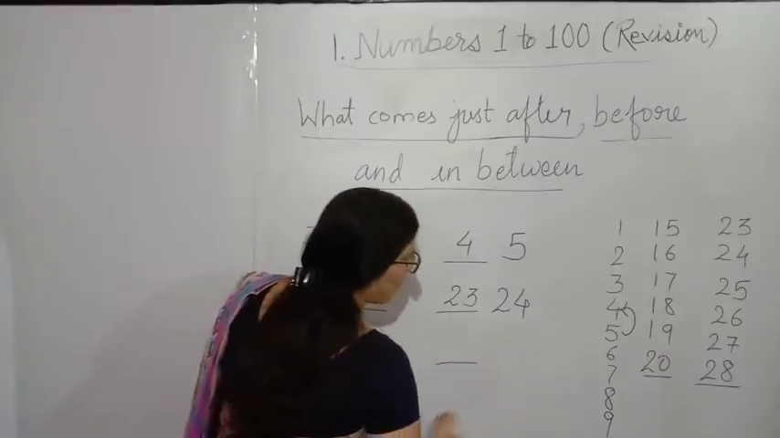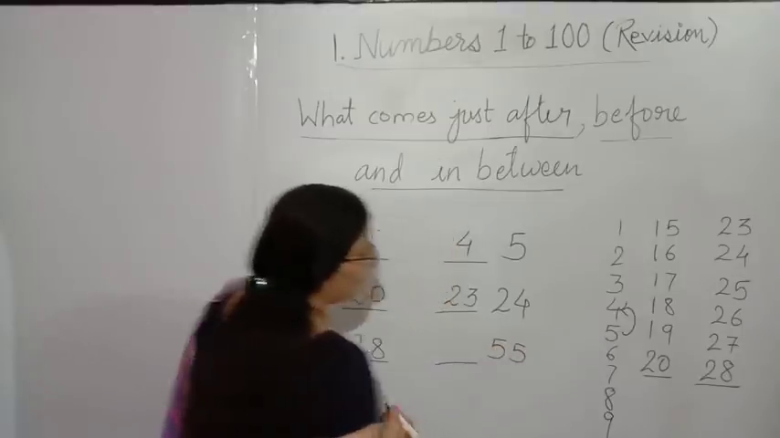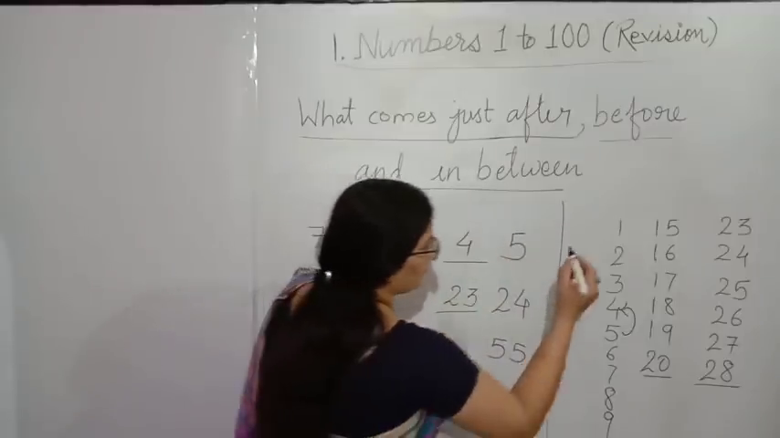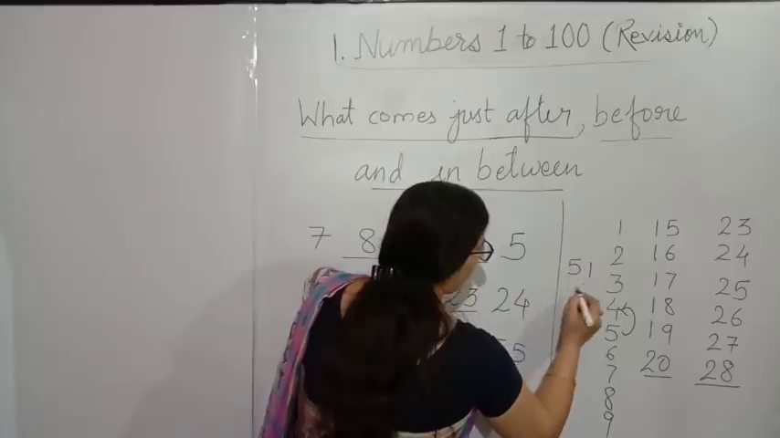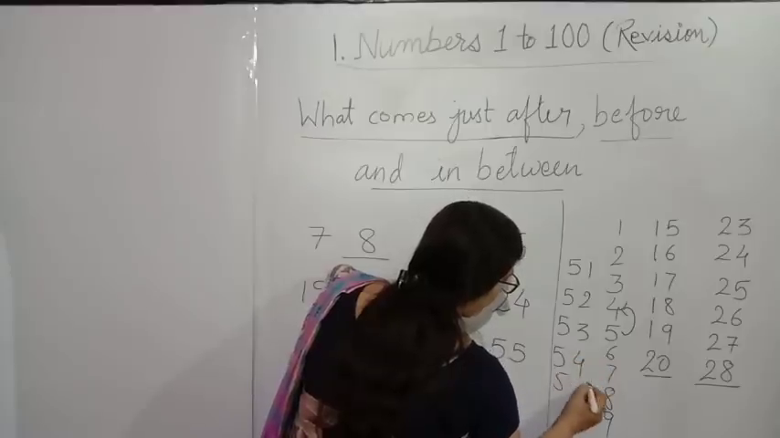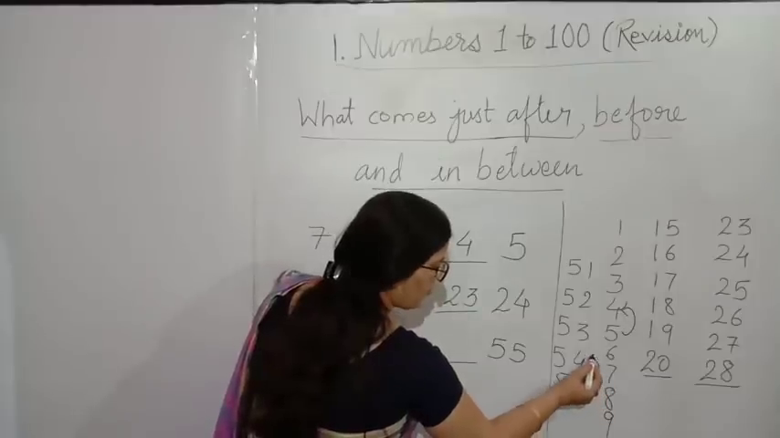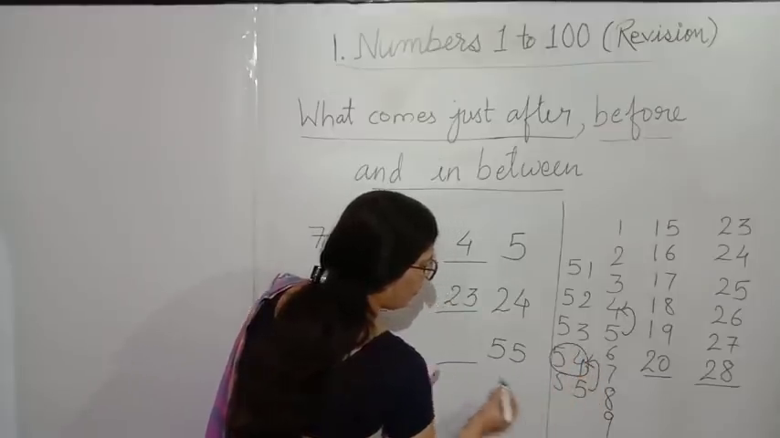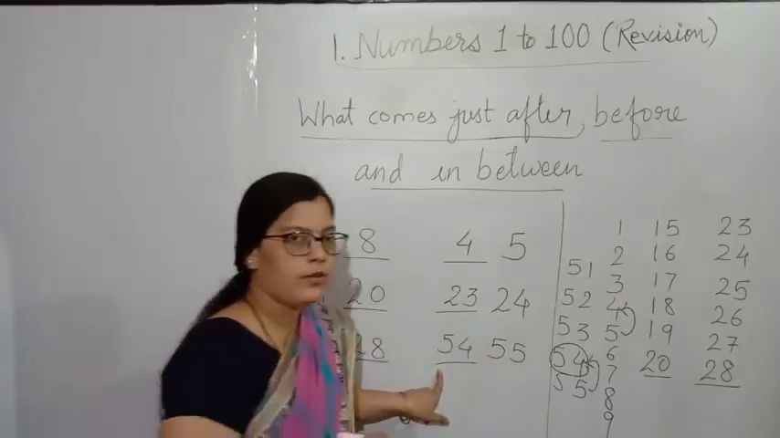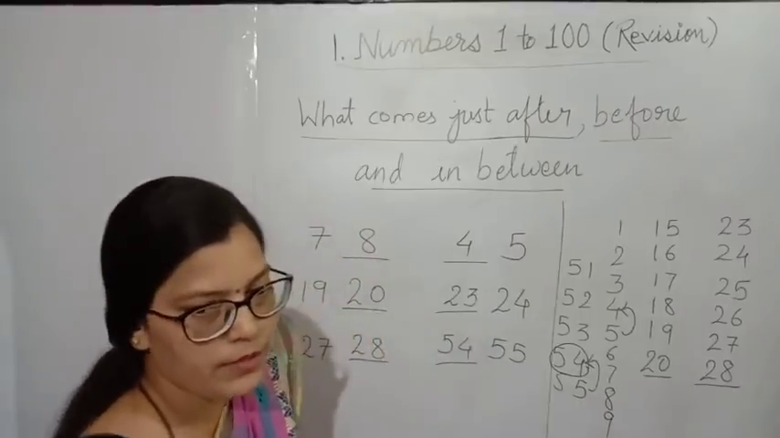Then find out the number which comes just before 55. Just see the countings: 51, 52, 53, 54, 55. We have to write the number which comes just before 55. So what comes before 55? It is 54. Understood all of you? Now how to write the number which comes in between? How to find the number which comes in between?